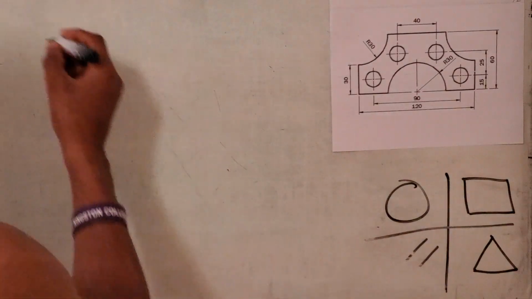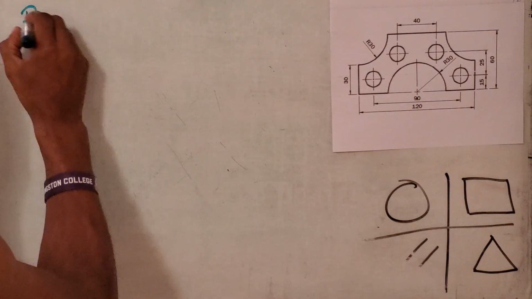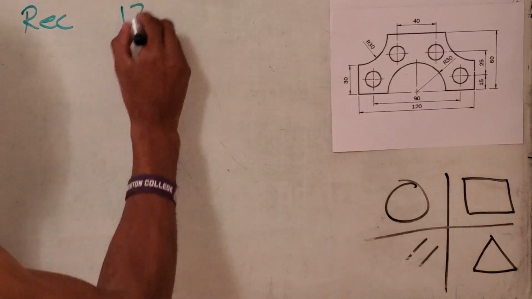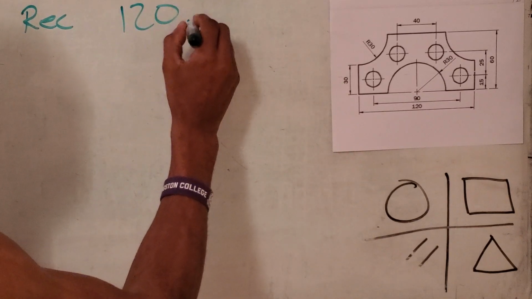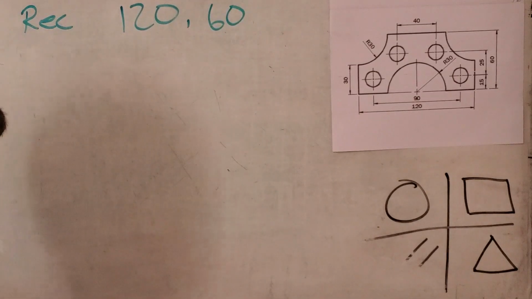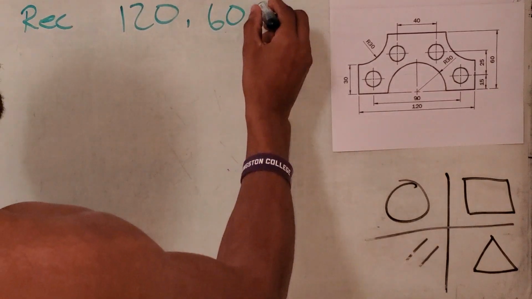So we type REC for rectangle. And we enter a value of 120 by 60 to get the overall dimension.